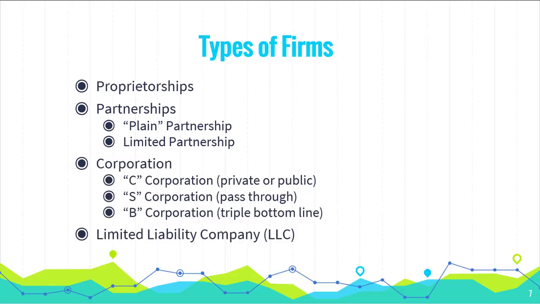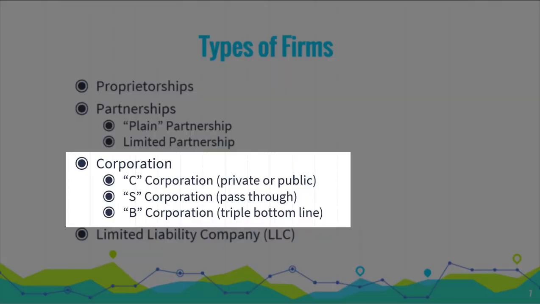This third type of firm is called the corporation. A mark of these firms is that investors have limited liability for the obligations of the firm. They can only lose what they've invested. We'll quickly look at 3 types of corporations. First, there is the C corporation. This can be either a public or private company, and most large U.S. companies are organized as these C corporations.